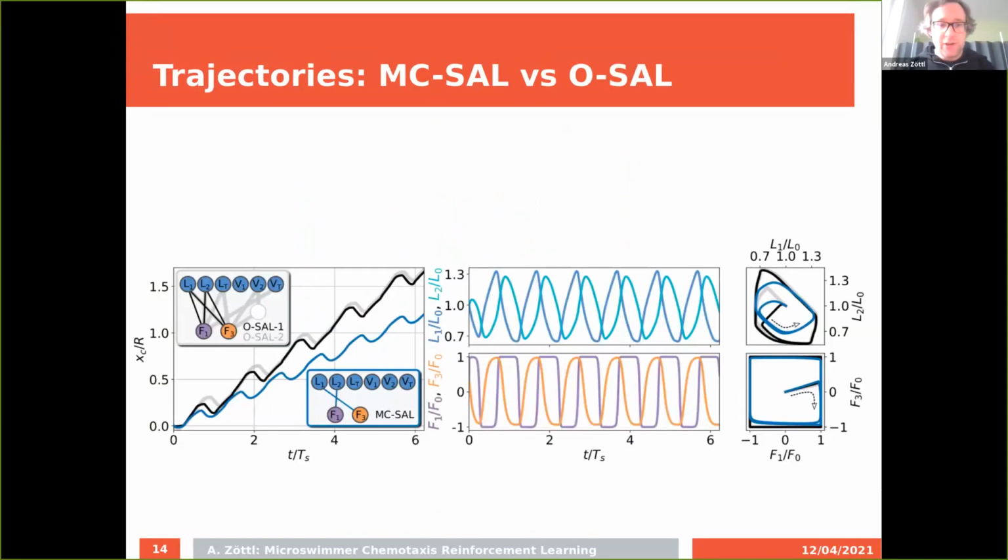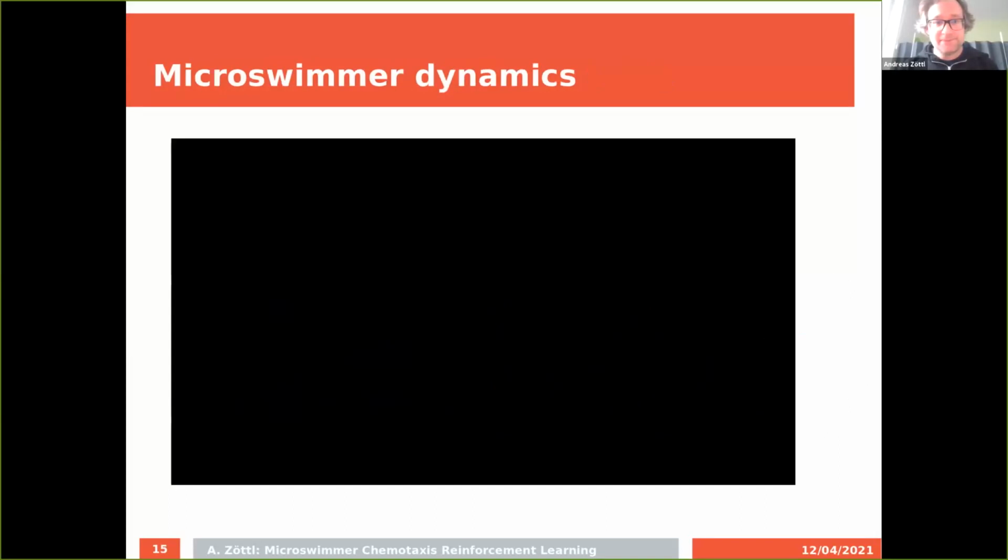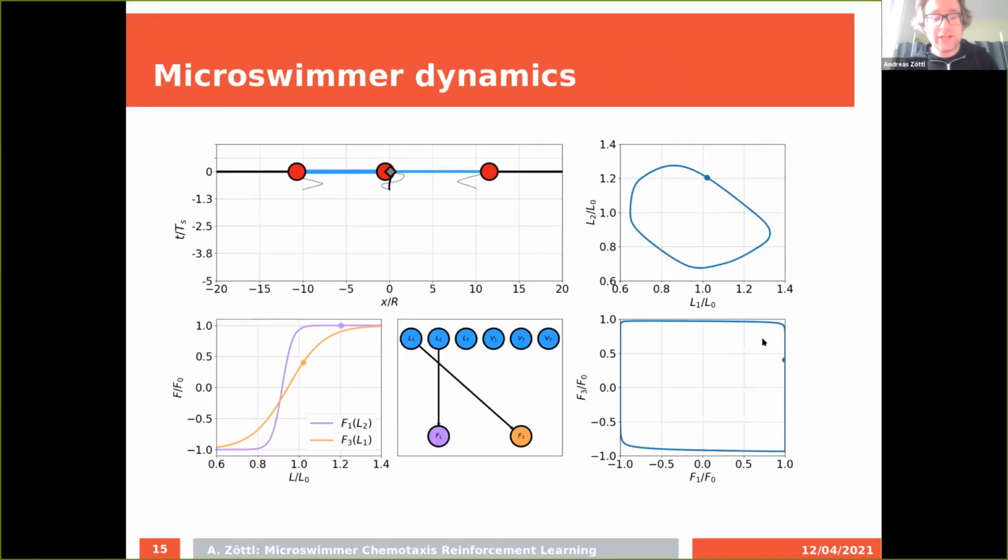So here you can see typical trajectories for different networks shown here. And here is the phase-space dynamics. I just want to move on a little bit. But before I go to the chemotaxis part, I want to quickly show you how this policy looks dynamically. So here you have, in the simple case where you have only 2 connections between length 1 and force 3 and length 2 and force 1, you can see how this is essentially the hyperbolic tangent function. And this ensures not the optimal policy, but a very good policy for this microswimmer in a very simple way.